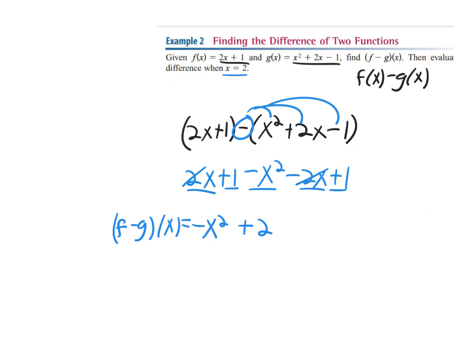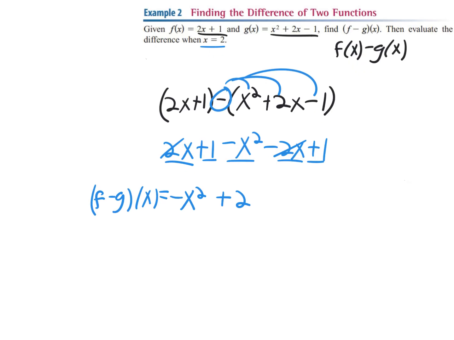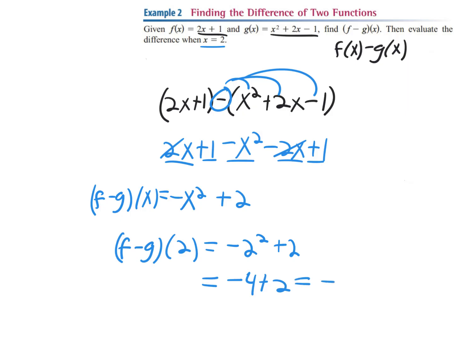To find the value when x equals 2, you're just going to plug in that 2 for x. So to find f minus g of 2, this is going to be negative 2 squared plus 2. So negative 4 plus 2, which is negative 2.